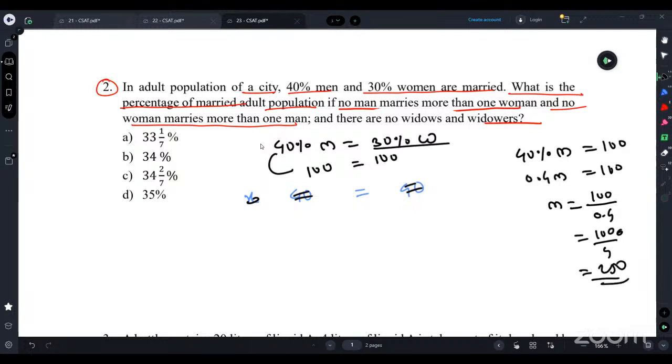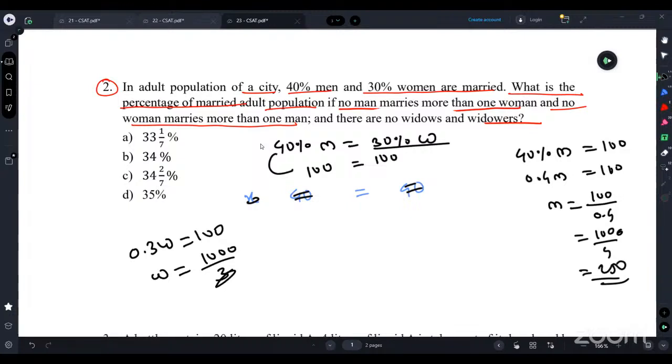And 30% of women is again equal to 100, right? So 0.3 times W is again equal to 100. So what will be the value of W? It will be 1000 by 3, right? Now in this case, we will not get an exact integer. So assuming 100 is not that correct, because you cannot say there are a total of 333.3 women, right?